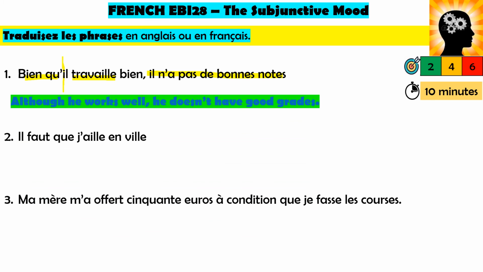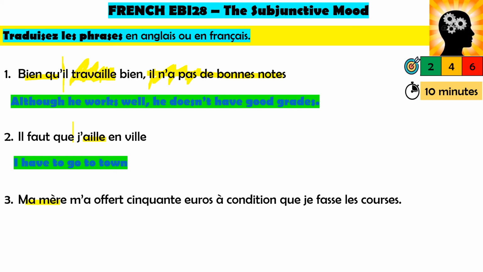So it says, although he works well, he doesn't have good grades. You see this is normal in the indicative, because it's not part of this bien que, and it's the first verb that's affected. Bien qu'il travaille bien. Now that is in the subjunctive. The problem is, you can't see it because it's a regular ER verb, but it is. Alors, numéro 2, il faut que j'aille en ville veut dire I have to go to town. Il faut que creates the mood of need, desire, want, and then the j'aille, this is aller in the subjunctive mood. Voilà.